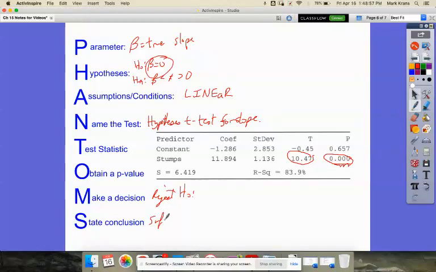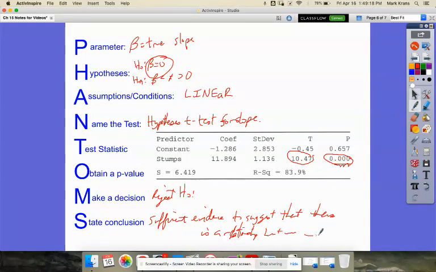There is sufficient evidence to suggest that there is a relationship or a correlation between, and then you just tell me what your two variables are.